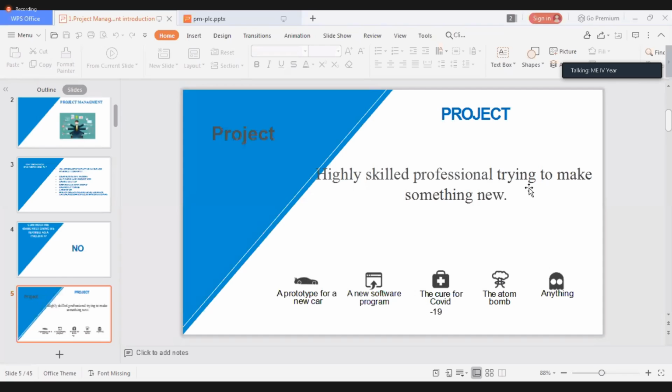This is the definition. Expert people doing something new. Yes, the vaccine being created for COVID can be a project. Making a new software program can be a project. Yes, I'll slide to the next one. Go to next slide.